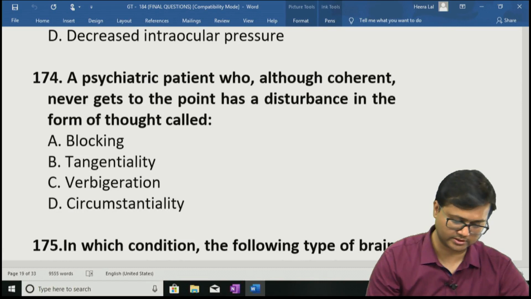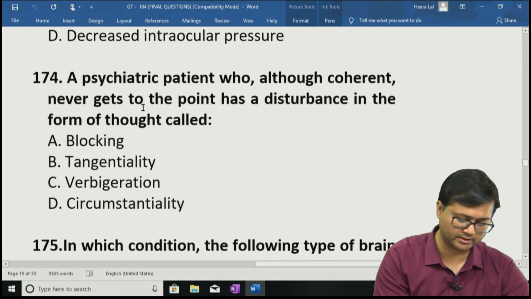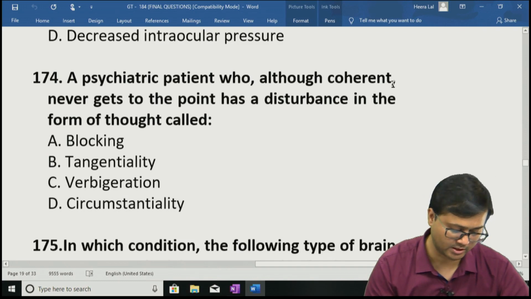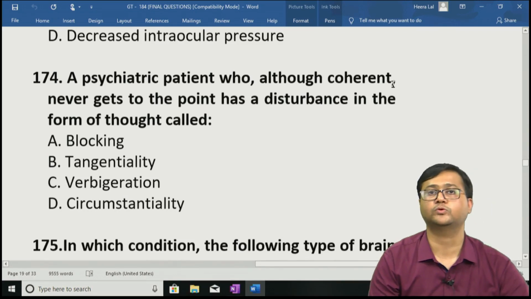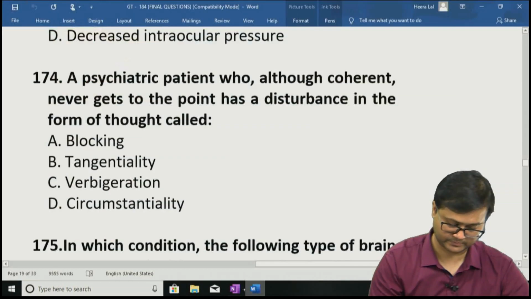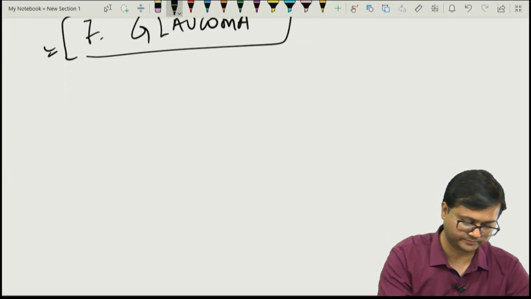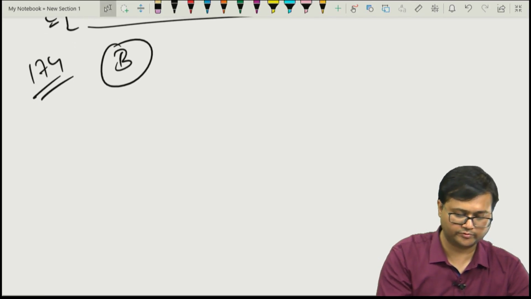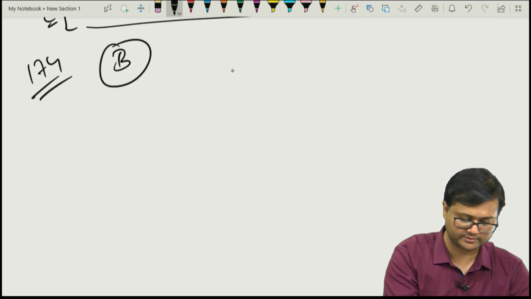So the correct answer is that, important to remember that he never gets to the point, although the words are coherent. So very important to remember these things. So the correct answer of 174 is B, tangentiality.